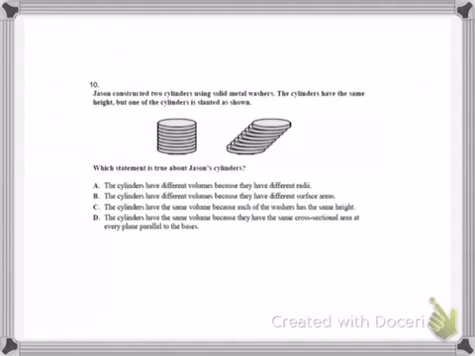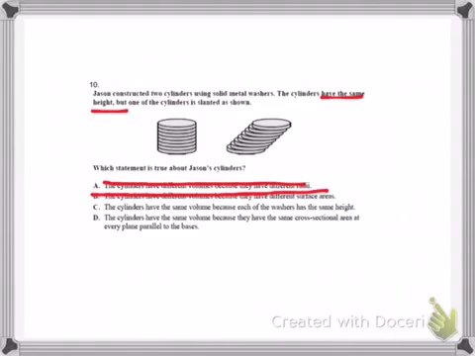Next question. Jason constructed 2 cylinders using solid metal washers. The cylinders have the same height, but one of the cylinders is slanted as shown. Which statement is true about Jason's cylinders? Well, we know if they have the same height and the same base, they have the same volume, so A would be out. B would be out because it says they have different volumes.